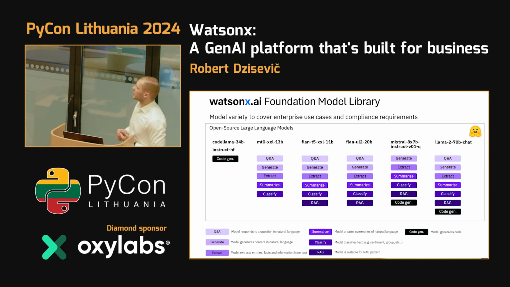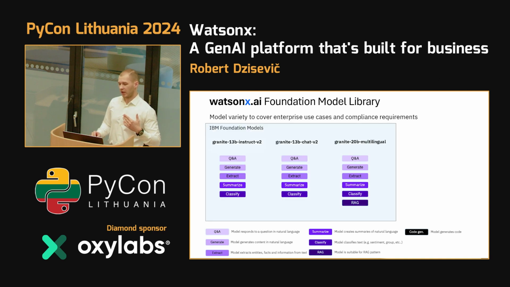And the colored boxes show what particular task these models are good at. For example, responding to natural language questions, extracting information, entities from text, summarizing text, classifying, or which models are suitable for retrieval augmented generation pattern, and so on. And besides these models, IBM also hosts a couple of models which were trained by IBM data scientists. So these were trained on a carefully curated data set, and these series of models are called granite models.